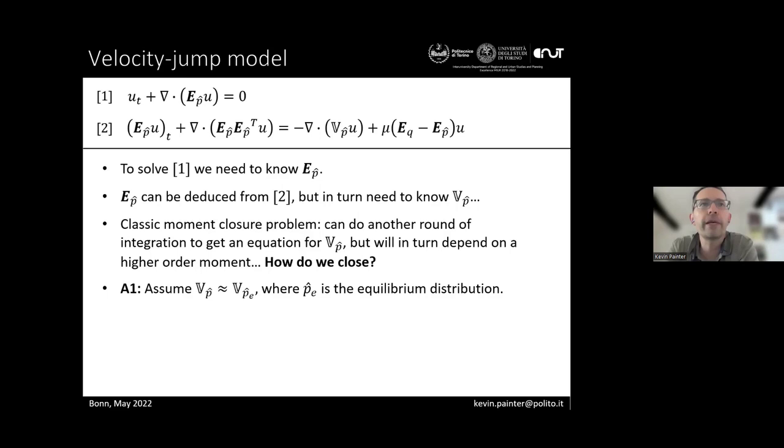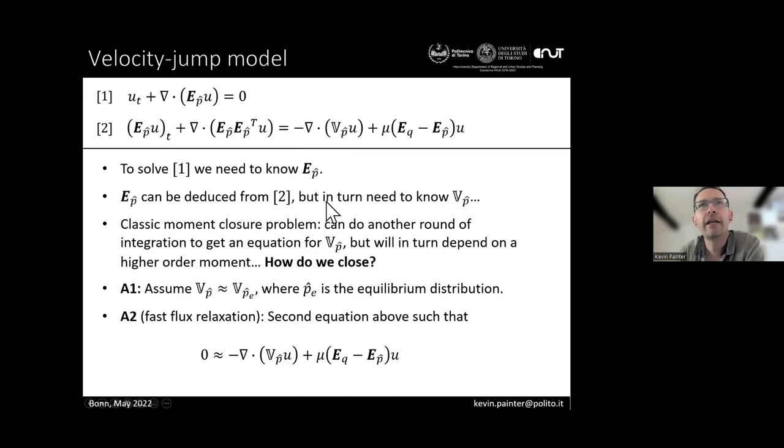And we're going to make the following two assumptions. The first one is to assume that VP hat is approximately V of P hat E, where P hat E is the equilibrium distribution. I'll explain more what that means in a moment. That's the first assumption we're going to make in order to close this. The second assumption is what's often called the fast flux relaxation. That's effectively to assume that the second equation above is such that the right-hand side is effectively zero. Those are the two assumptions that allow us to close these equations.